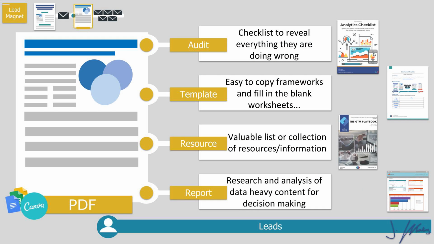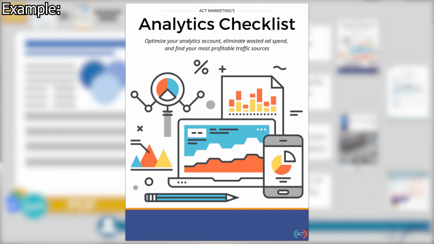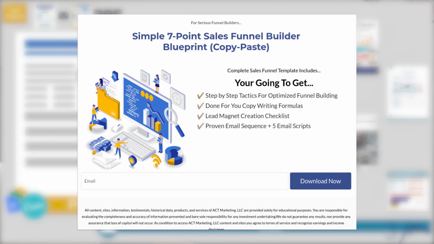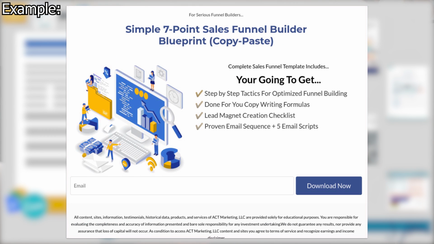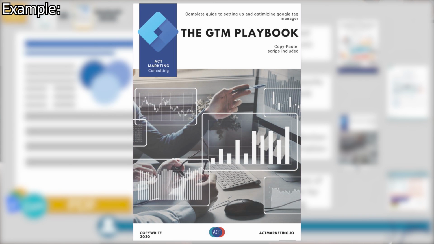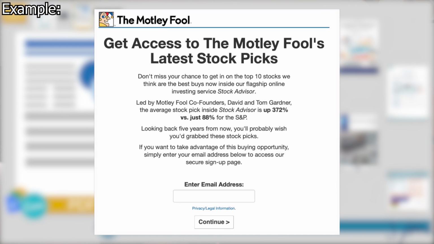So the first one we have here is an audit, and this is simply a PDF checklist showing someone where they're getting things wrong and where they're getting things right. The next one we have is a template. This is essentially just a worksheet to help someone go through a process. And then the last 2 we have is either a resource guide where you have your recommended resources, or a report where you've done a bunch of research for your ideal customer, something like the top 5 dividend stocks to buy now, or something to that effect.